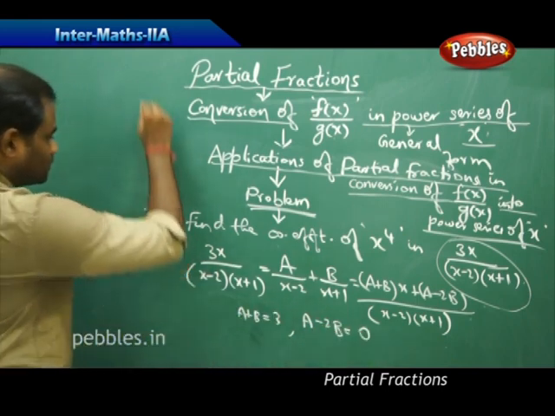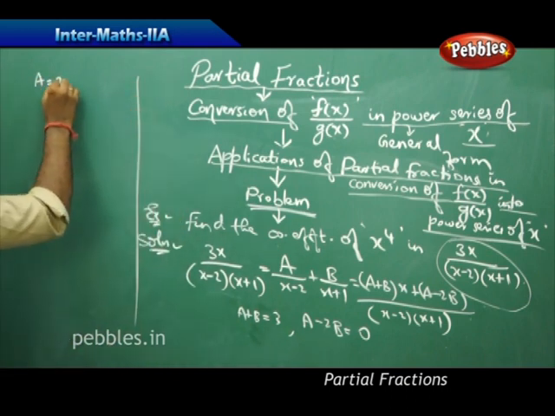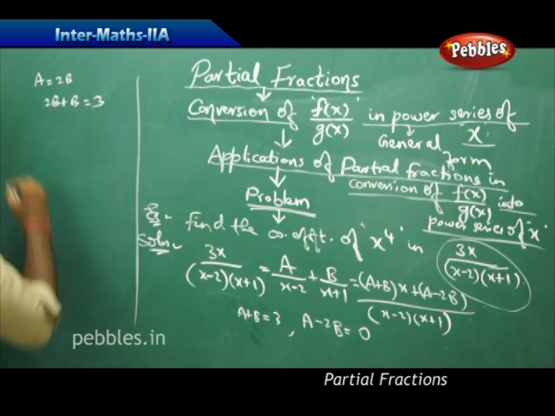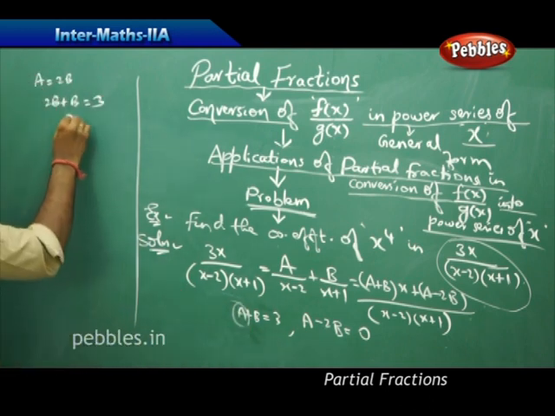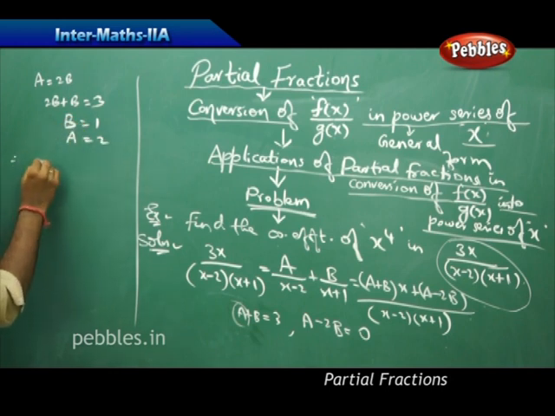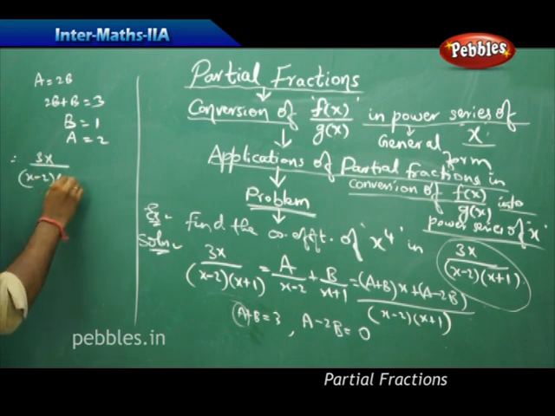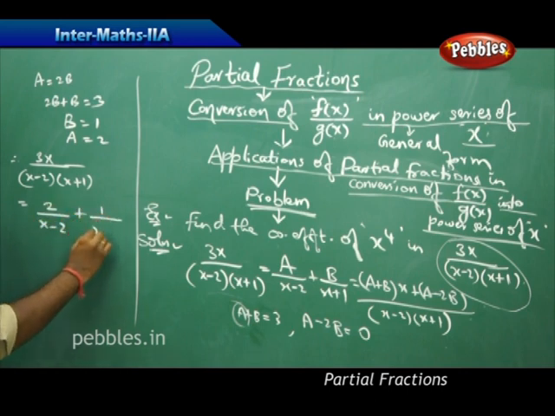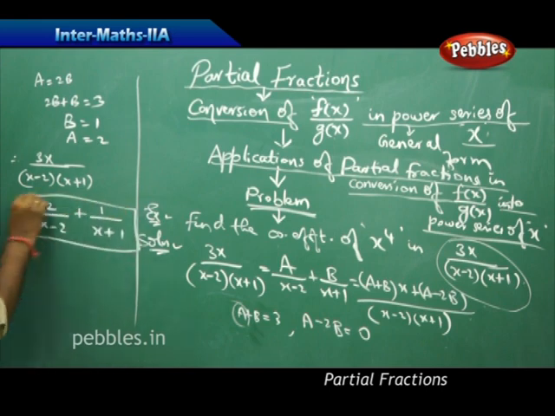So when A is 2B, then 2B plus B is 3 when substituted in this, and I get B equals 1 and A equals 2. Therefore, 3x by (x minus 2)(x plus 1) can be split as 2 by (x minus 2) plus 1 by (x plus 1), which is how I get the partial fraction.